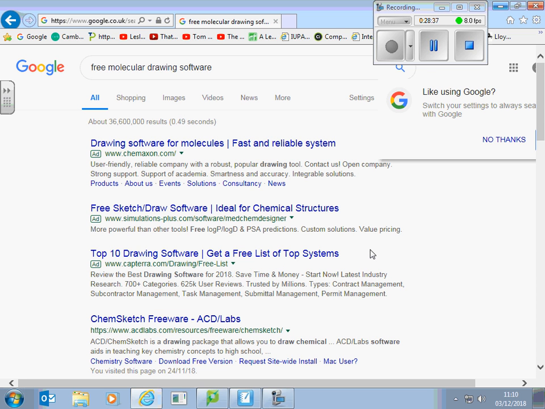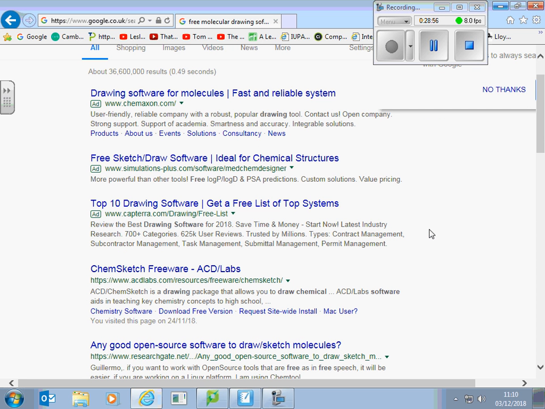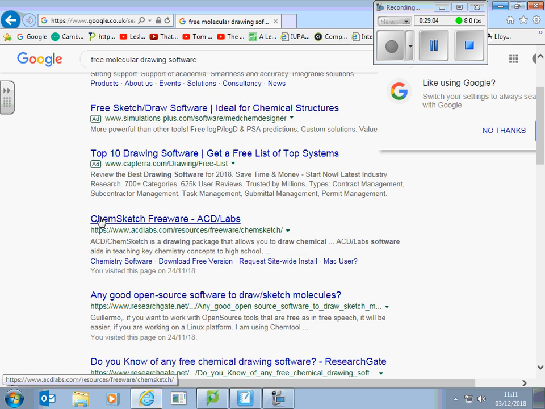And I will probably put one on if I'm allowed to, you never know. But if you literally just search for free molecular drawing software, you'll get quite a lot coming up. Now, these are usually fairly reliable and fairly safe. They're not the sort of software that's going to be hijacked, particularly for evil purposes. But one particular good one comes up fairly early in your search if you put in free molecular drawing software. You get this one, ChemSketch freeware.